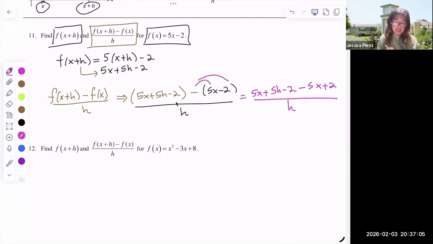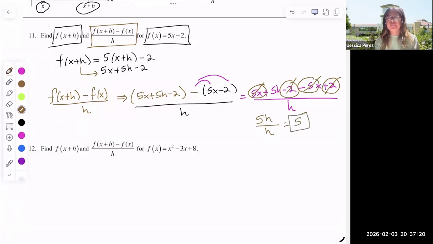Okay, now we have to clean up. I have a 5x and a minus 5x that will cancel. I have a minus 2 and a plus 2 that will also cancel. I'm going to be left with 5h over h. That simplifies to just 5. So my solution would be 5.